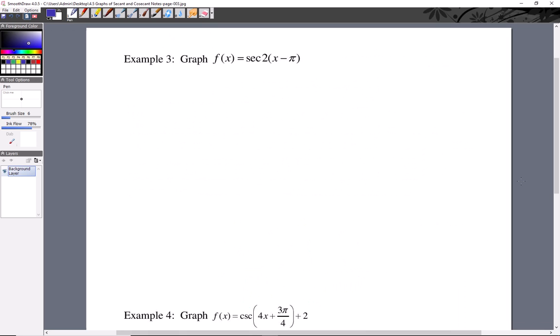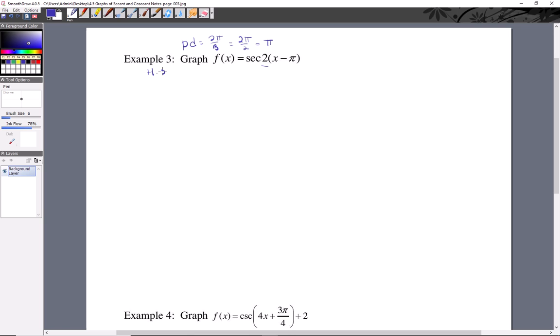All right. So what we're going to do now is use that scaffolding or skeleton approach that we've been using to apply the transformations. Here it looks like we've got a period change because of the b value. So the period is going to be 2 pi over b. So we're back to that rather than pi over b. 2 pi over 2 is going to give us a period of pi. And it does also look like we have a horizontal shift pi units to the right.